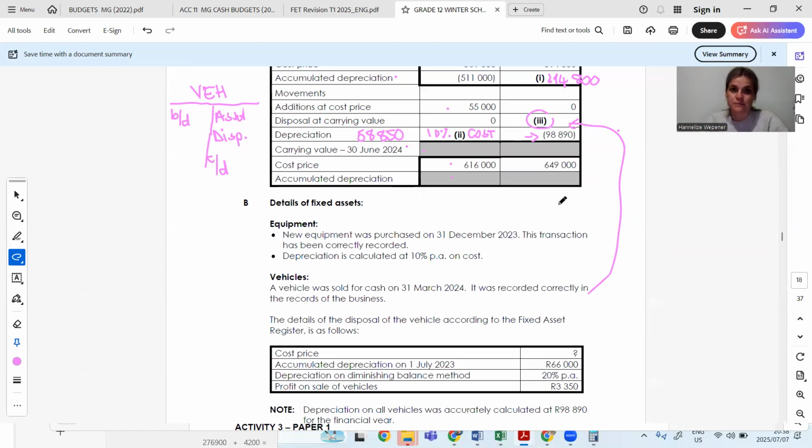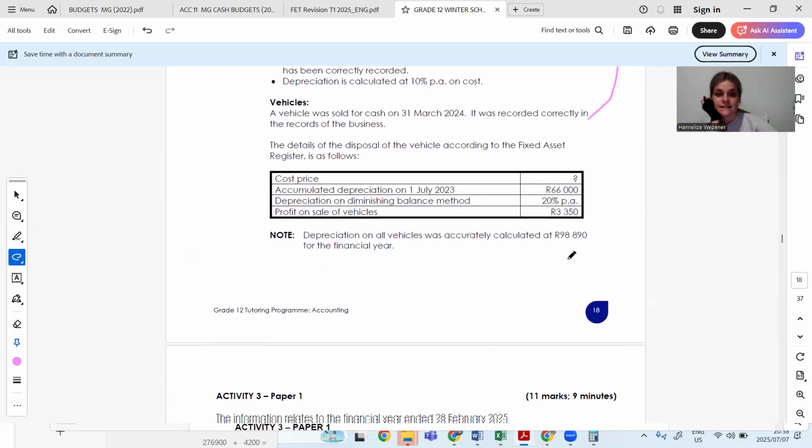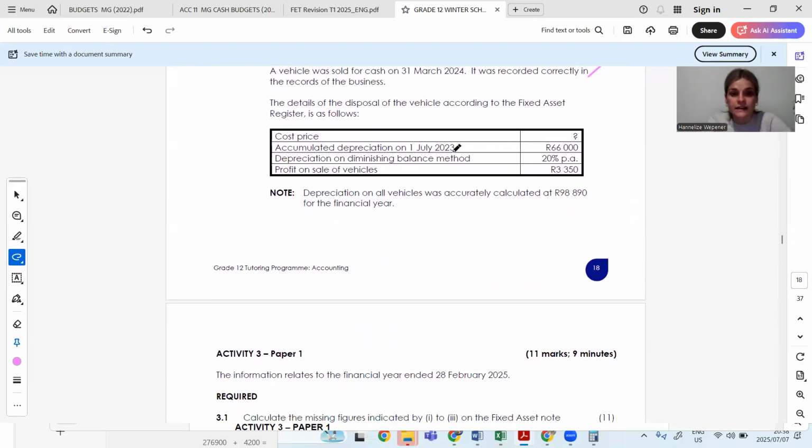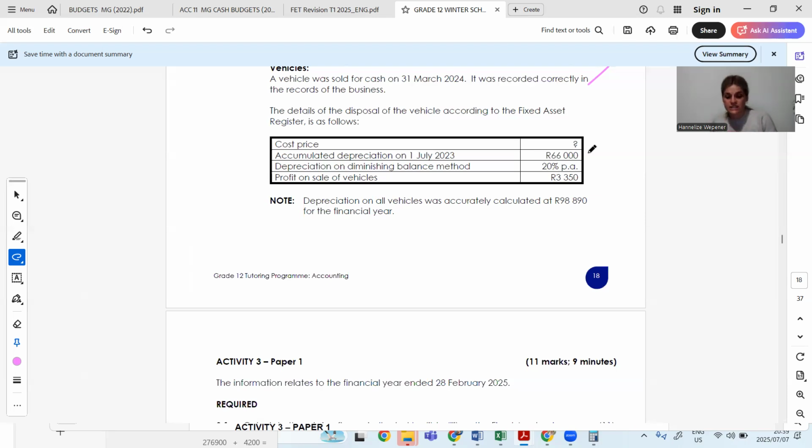And in order to calculate my carrying value, I now need to calculate my accumulated depreciation on that specific asset, or I need to use other information to be able to calculate that. So it says here that my accumulated depreciation on the first day of the current financial year was 66,000. So I have all the information needed for me to be able to calculate my depreciation from the first day of the current financial year up until the date of disposal.